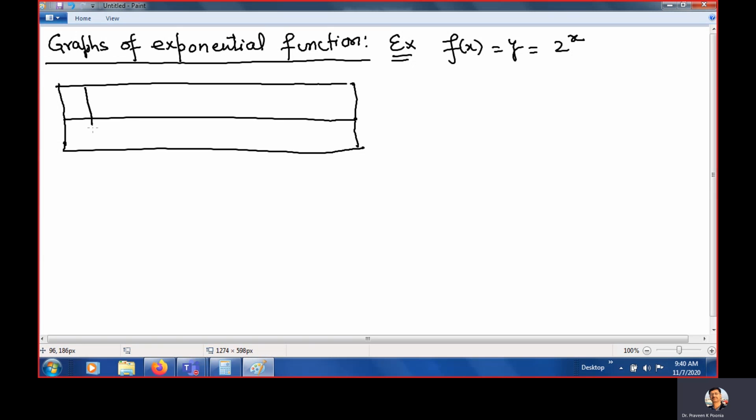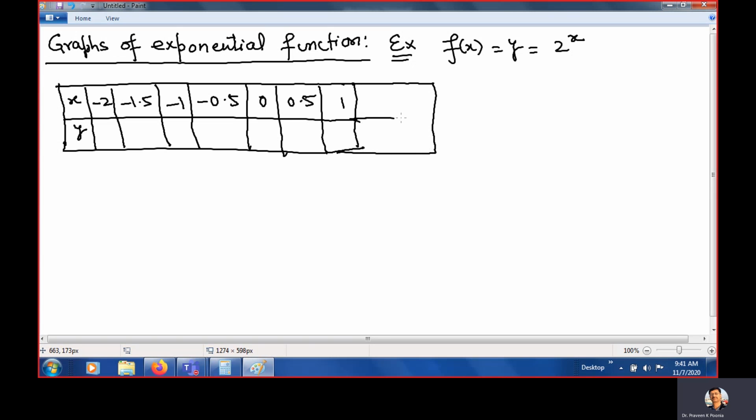This is x and this is y. Clear? And it is up to you what values you take. I will start with zero, then 0.5, then 1, and then 1.5 and 2. I generally choose these values of x in the case of an exponential function.